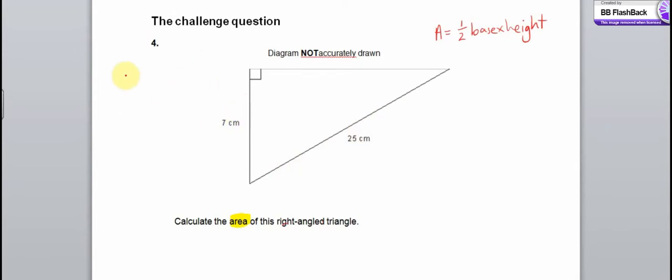Now, if I put the 7 on the bottom, it would look like this. It would be a very tall triangle. That would be the 25, and that would be the 7, and that would be the height there. If I stood it on the 25 side, it would look like this. And that would be the 7, and the height would be that distance there. And how high is that? Well, that's not simple to work out, so the 25 is not a good choice for the base.